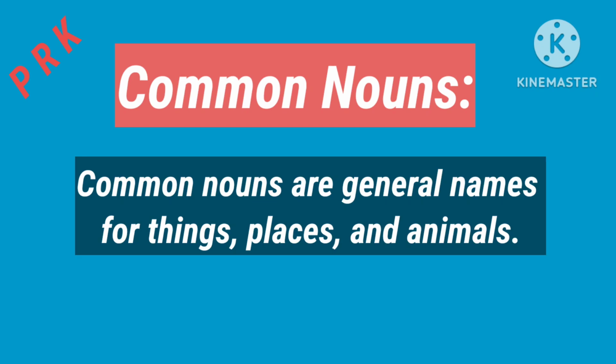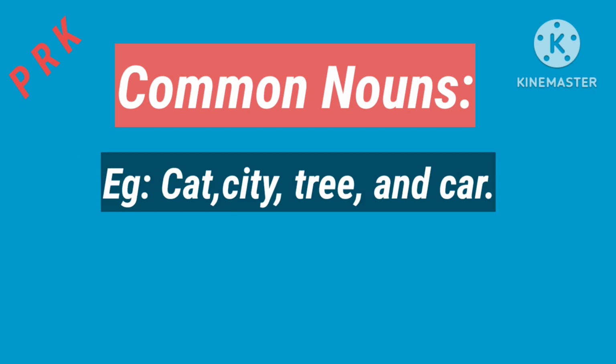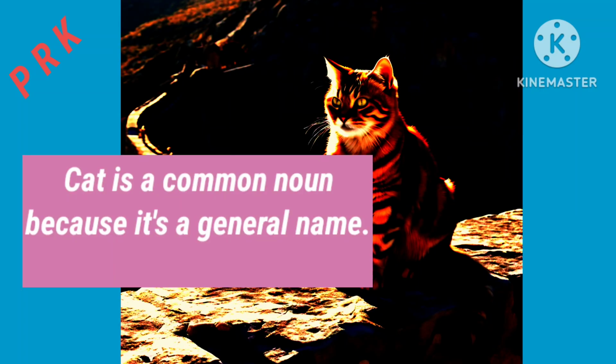Common nouns. Common nouns are general names for things, places, and animals. Example: cat, city, tree, and car. Cat is a common noun because it's a general name. It's not a specific name.